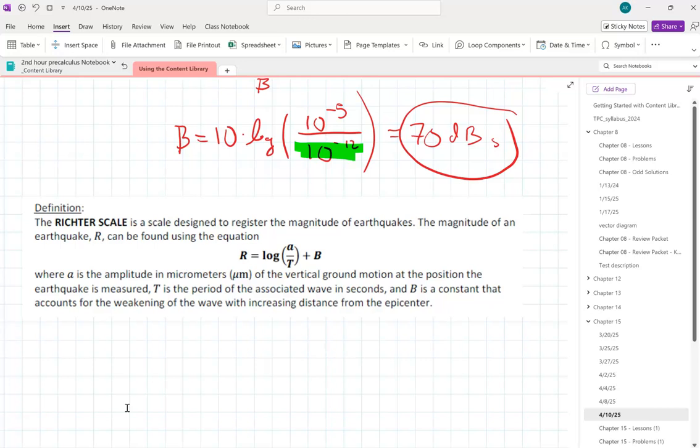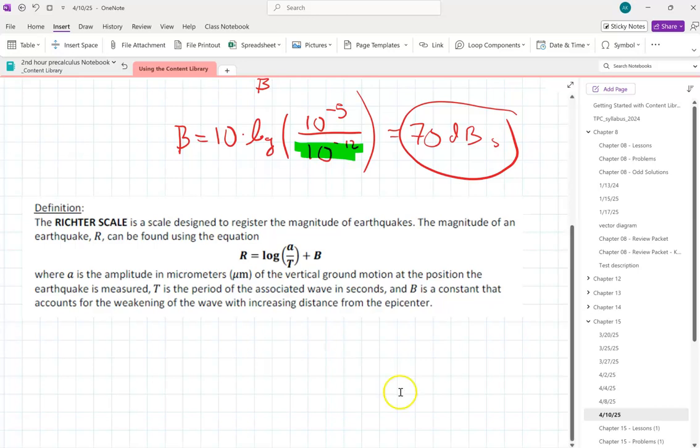T is the period. That's how long it takes for the ground to move up, move down, and then return to its starting position, like when we're talking about a sine or cosine wave. And we measure that T in time, so in seconds. And then B is a constant.